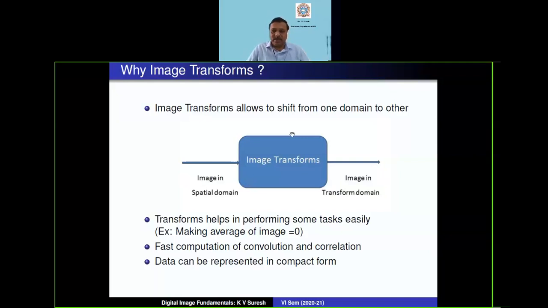So there are different categories of image transforms, and as I said, all of these are taking the image from the spatial domain to the transform domain. And what is the advantage? Advantage is it helps in performing some tasks easily. I think one of the tasks that probably you would have some difficulty is convolution.